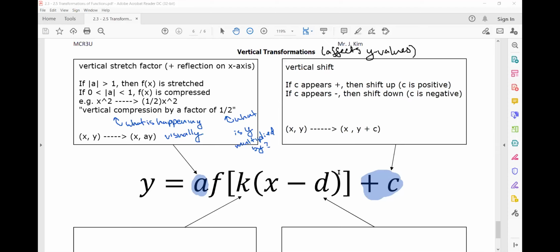Okay. All that's left in terms of grade 10's material is to do the letter D, which is the bottom right box. It is the horizontal shift. And if you remember, there's a slight reversal in the sign where if it looks like it's a negative, then the D value is actually a positive and vice versa.